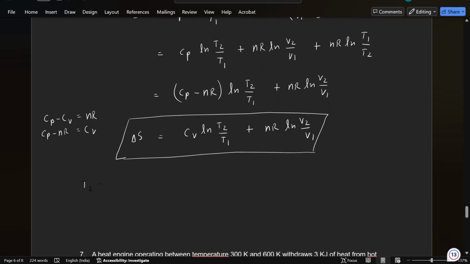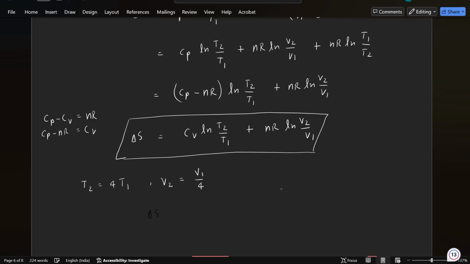So basically T2 is 4 times T1, and V2 is 1 by 4th of V1. Okay, V1, correct. So we've got that much. Let's substitute all those values here.